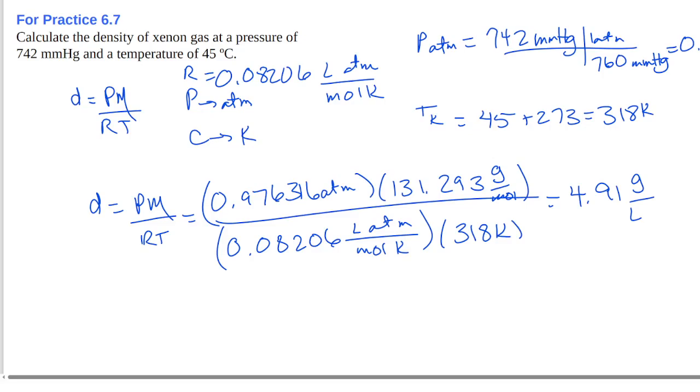Before we move on, let's do a unit analysis. Atmospheres cancels here. Moles cancels here. All right? Kelvin cancels here, and we're left with grams per liter.